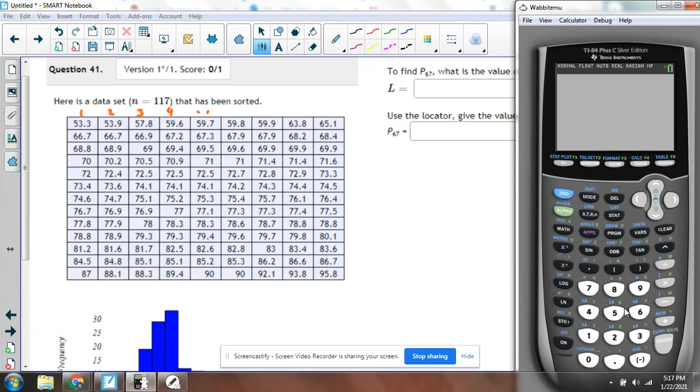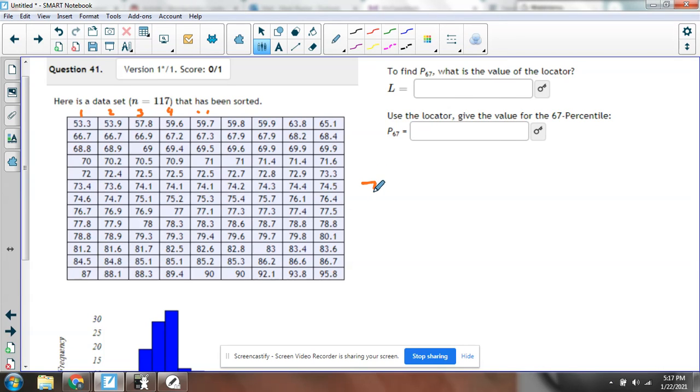So what I'm going to do is say, all right, there's 117 boxes. I'm going to multiply that by 67%. I get a decimal. I get 78.39. So the 78.39th box will cut off the bottom 67%, but you can't have 0.39 of a box. So we're just going to take this number and round it up. So the 79th box is the 67th percentile. So the locator is 79.